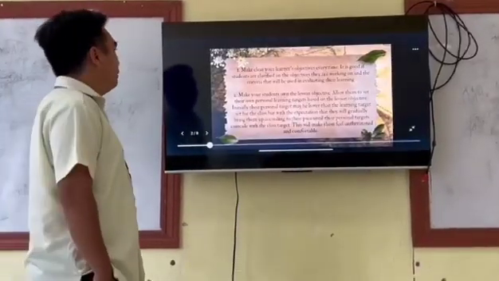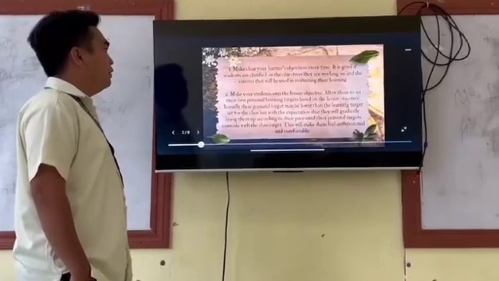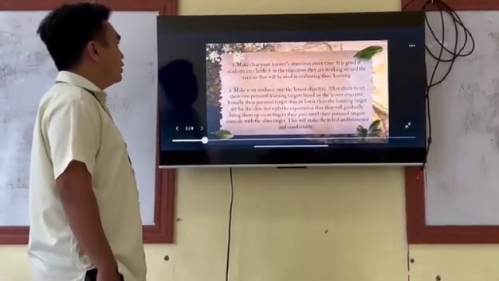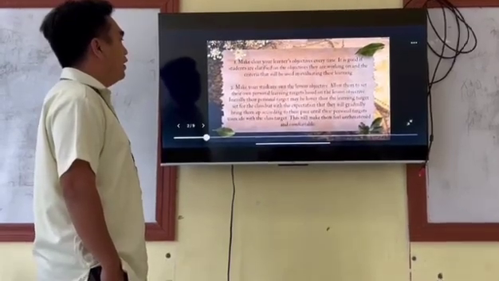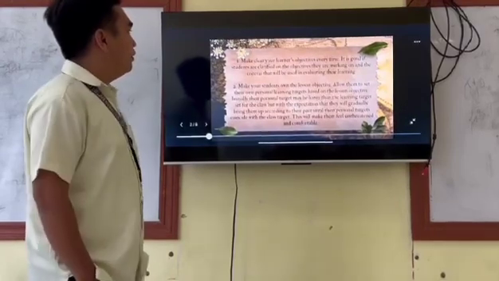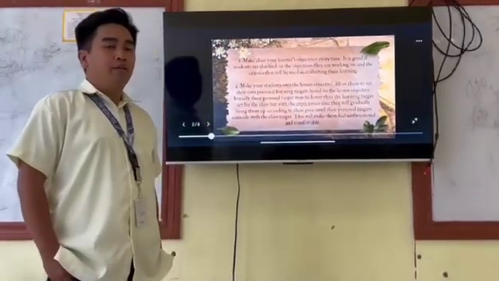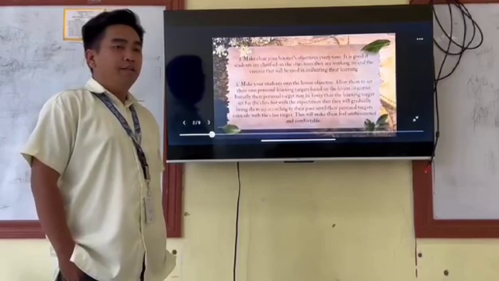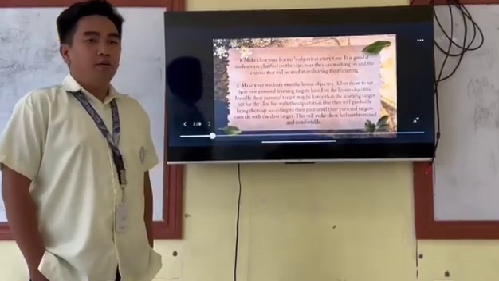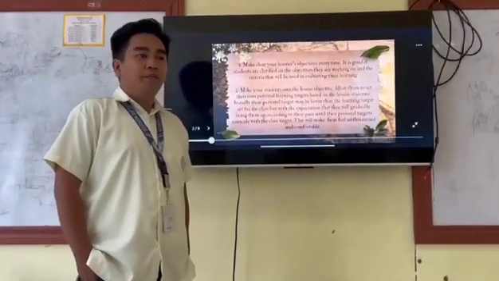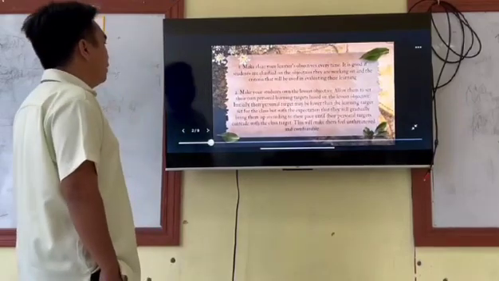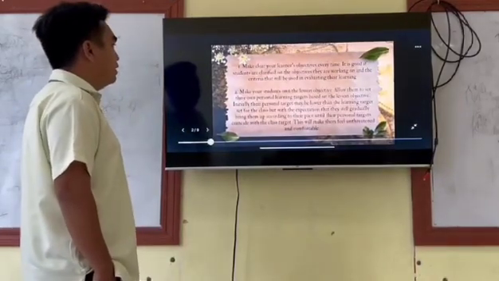First, make clear your learners' objectives every time. It's good if students are clarified on the objectives they are working on and the criteria that will be used in evaluating their learning. It's important that students learn what the criteria and the objectives are, to further motivate them in their studies.